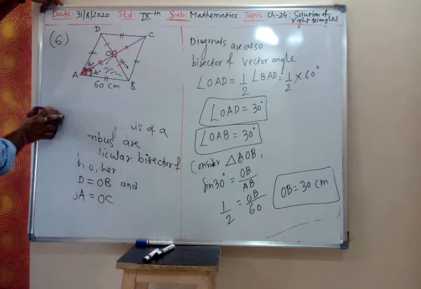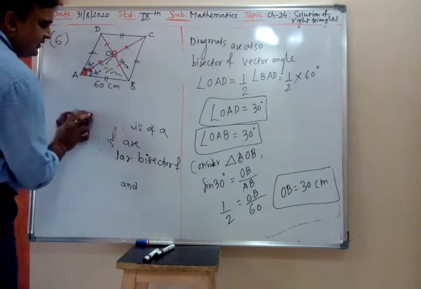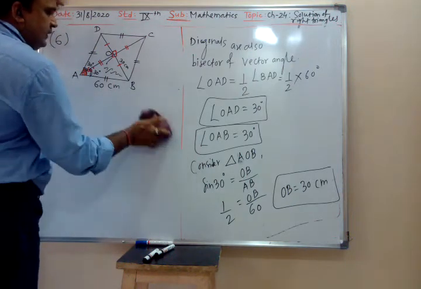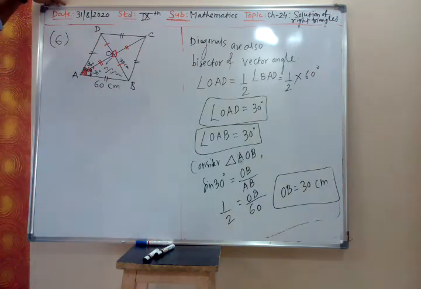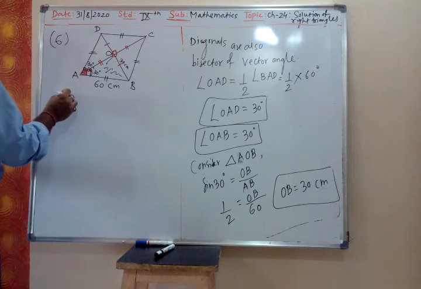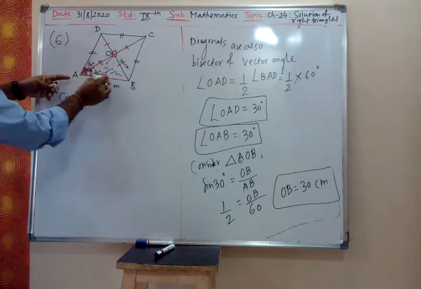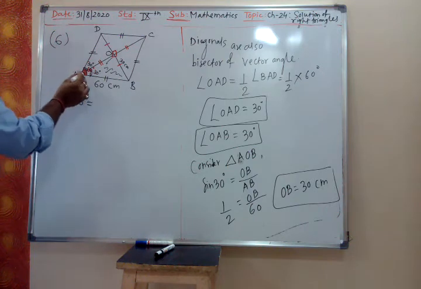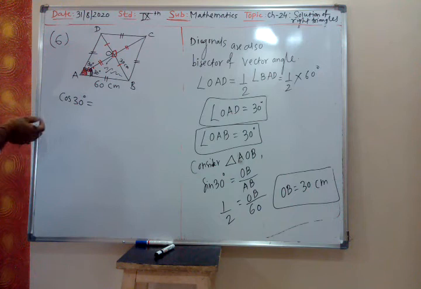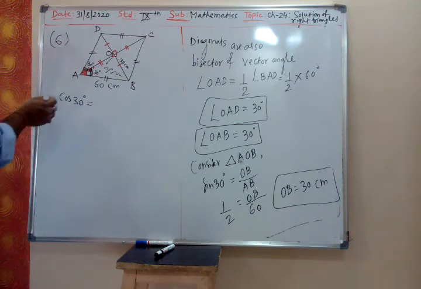Now we have considered sine. In the same triangle, now I will consider cos. So what is cos 30 degree in the same triangle OAB? Cos 30 degree, yes. For 30 degree, what is the adjacent side? Tell me.